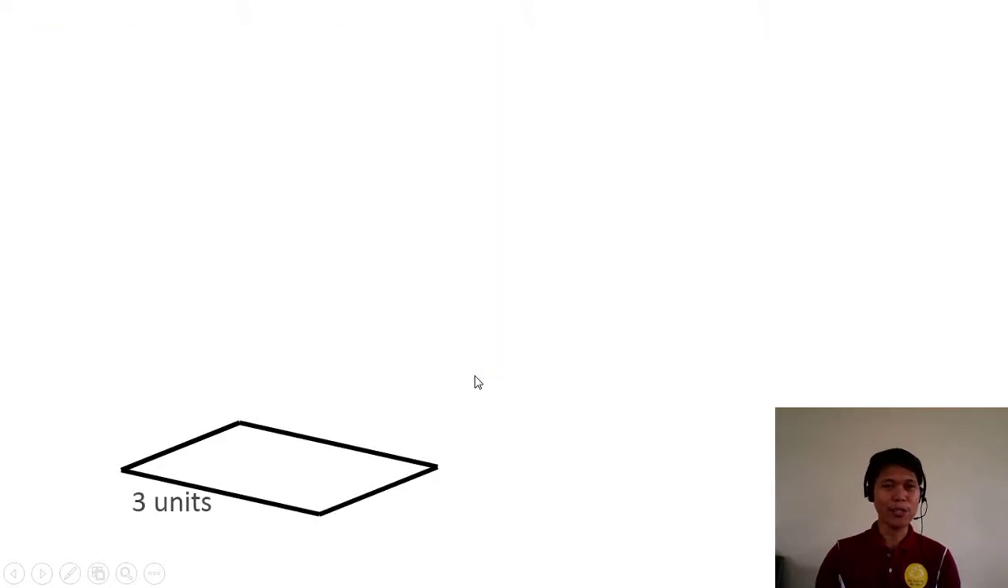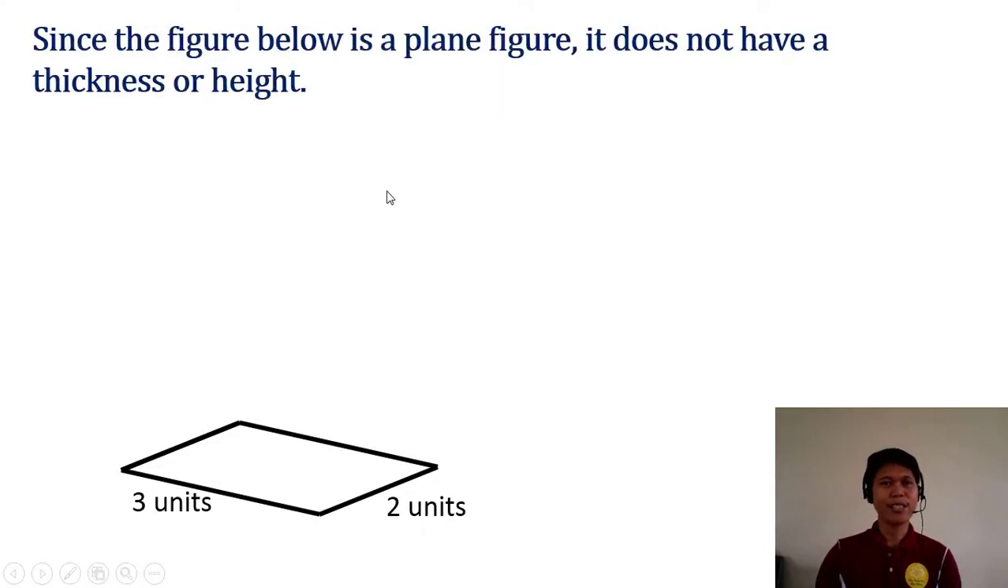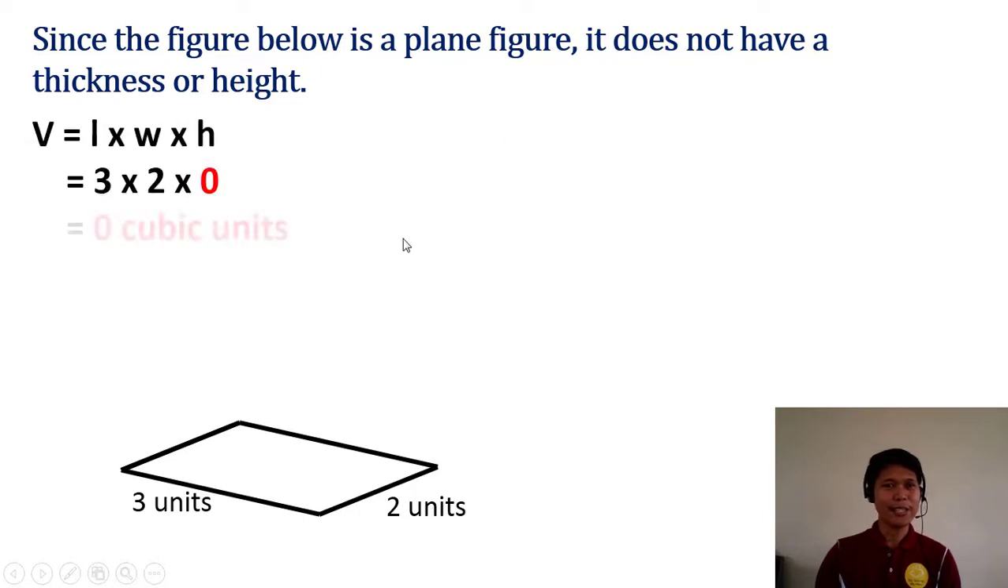So if we are going to solve for its volume, it is length times width times height. The length is 3 and the width is 2, and its height is 0. So 3 times 2 is 6, times 0 is equal to 0 cubic units. It means it has no volume. Okay, so it is a plane figure. It does not have a volume.